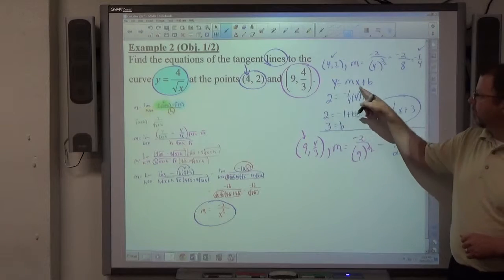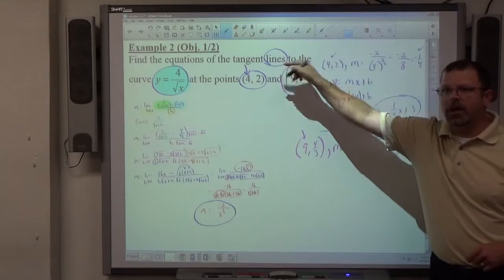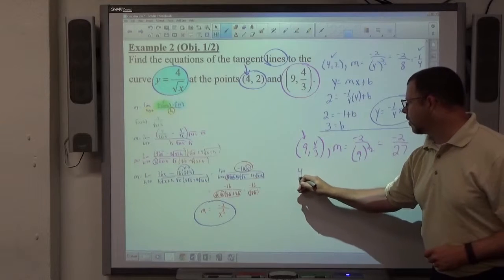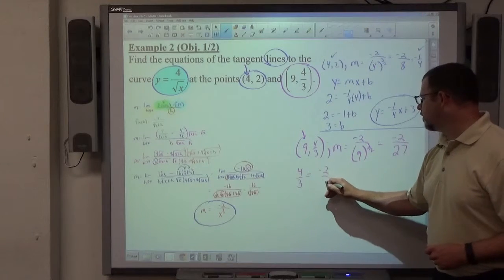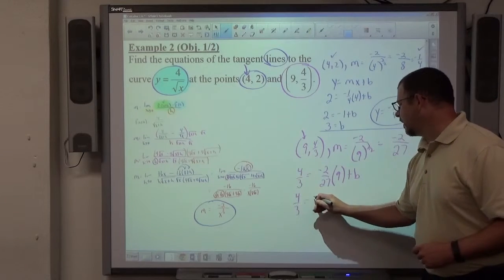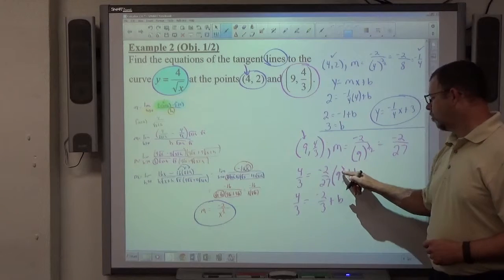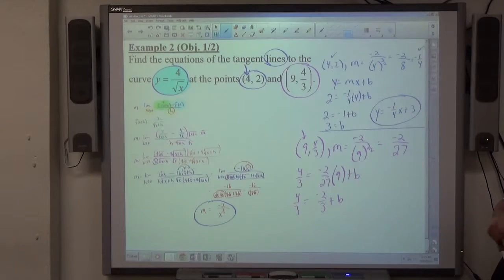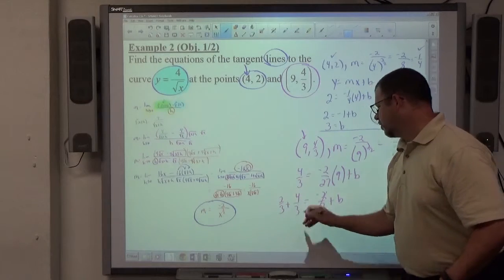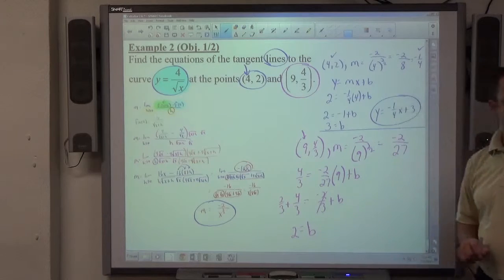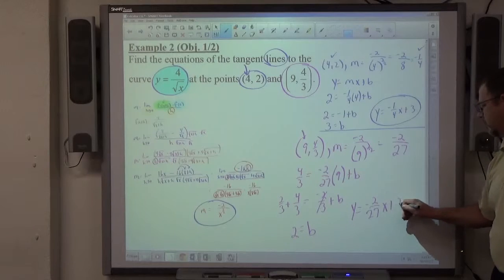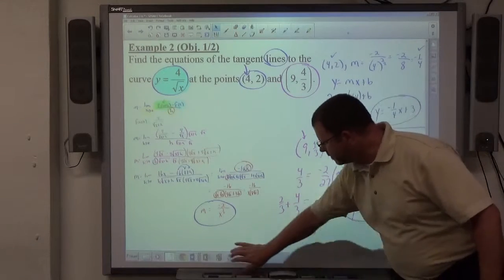Once again, y equals mx plus b is the structure of any line. We're trying to find the tangent line, so we substitute our y, m, and x into this equation. Y is 4/3 equals m, negative 2/27, times 9 plus b. That's 4/3 is equal to negative 2/3 plus b. The 27 on the bottom reduces down to a 3. Move the 2/3 to the other side, becomes positive 2/3. 2/3 and 4/3 make 6/3, better known as 2. So we get y equals negative 2/27 x plus 2. There's my other tangent line.